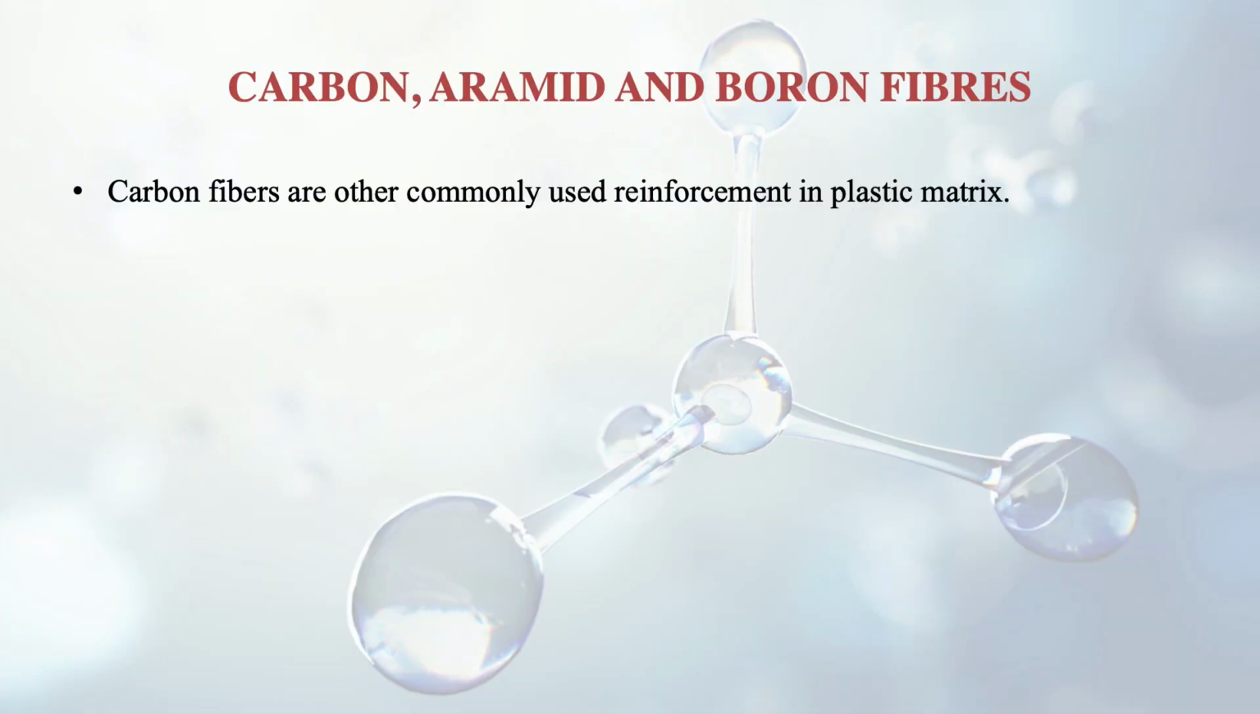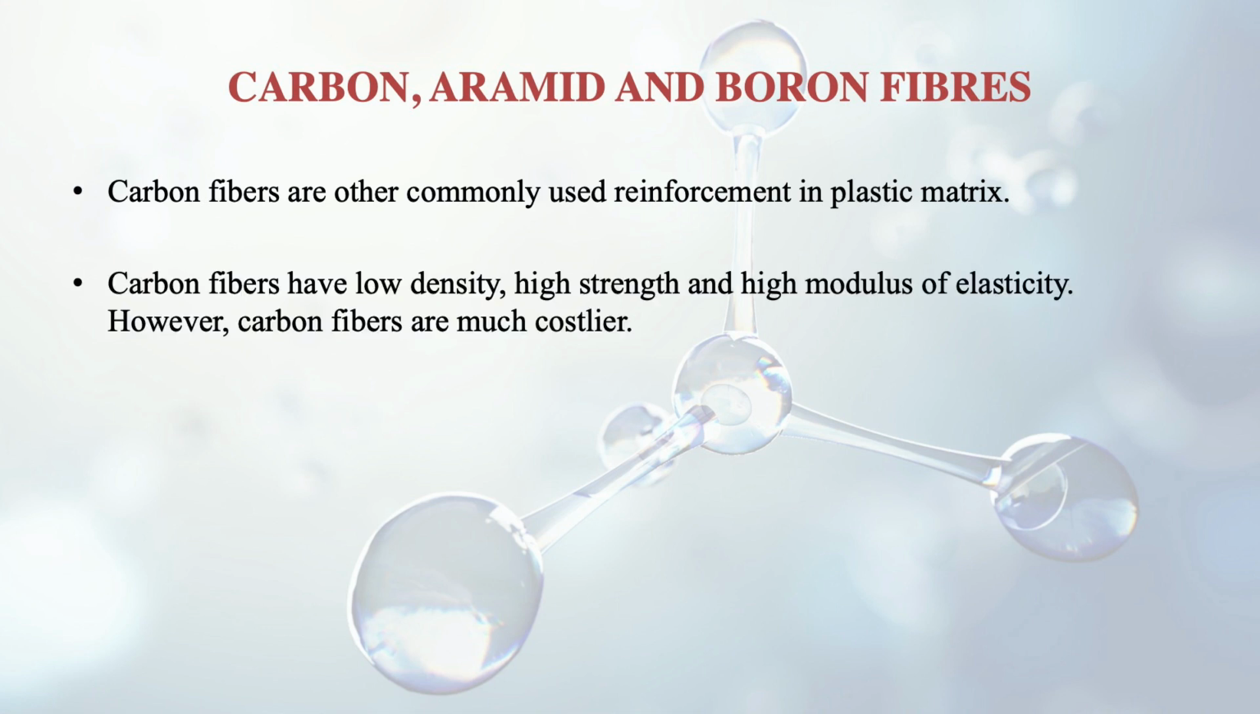Then from the glass fibers we move on to carbon, aramid and boron fibers. These are certain other fibers used in composites. Carbon fibers are the most commonly used reinforcement in plastic type of matrix. They have low density, high strength and high modulus of elasticity, but they are very costly at the same time.